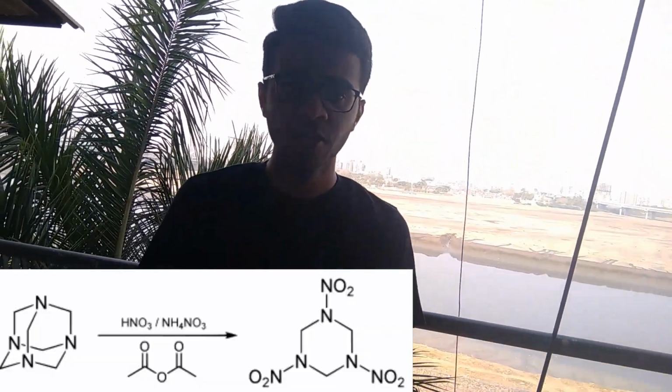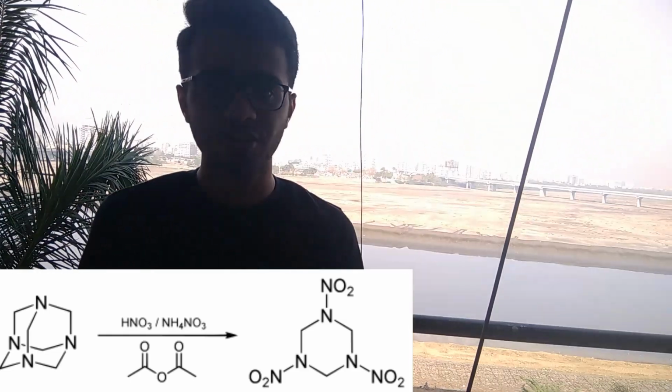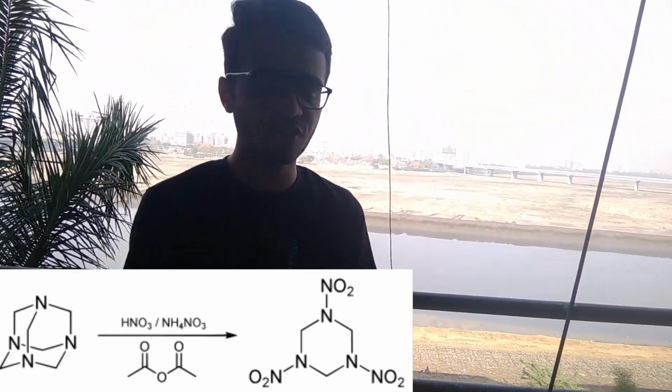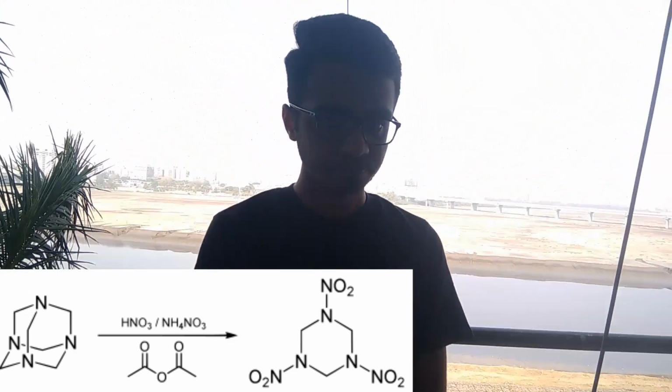Another example is RDX, which is also known as cyclonite. How is it made? It is made when hexamethylene tetraamine is reacted in the presence of nitric acid. RDX was used long back in World War II by many of the nations to cause destructive effects, typically as an explosive. It is also used in one of the first plastic explosives.